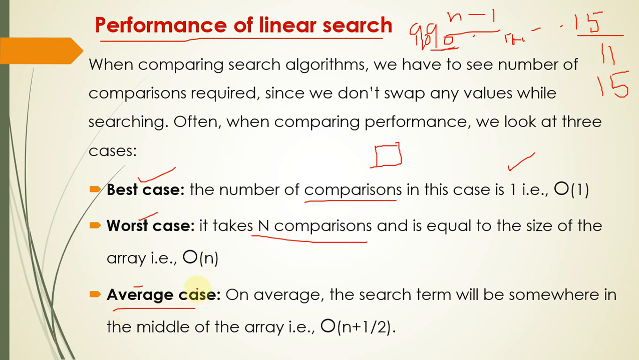Average case is nothing but in between the first element and n minus 1. Generally we say again O of n, or sometimes we also say n plus 1 divided by 2, because it may be found at 1, or at n minus 2, or say at 2 or 3. That is the average case.